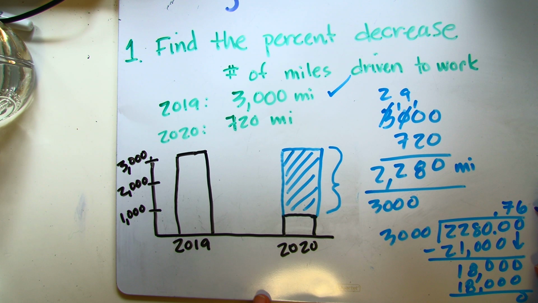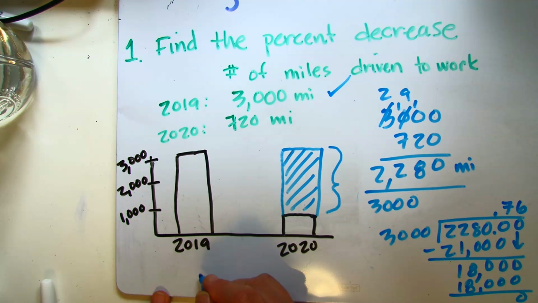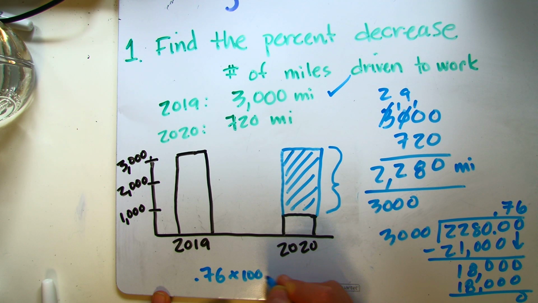Now I'm going to multiply this by 100, and I'll write that here. That's going to give me 76% decrease.